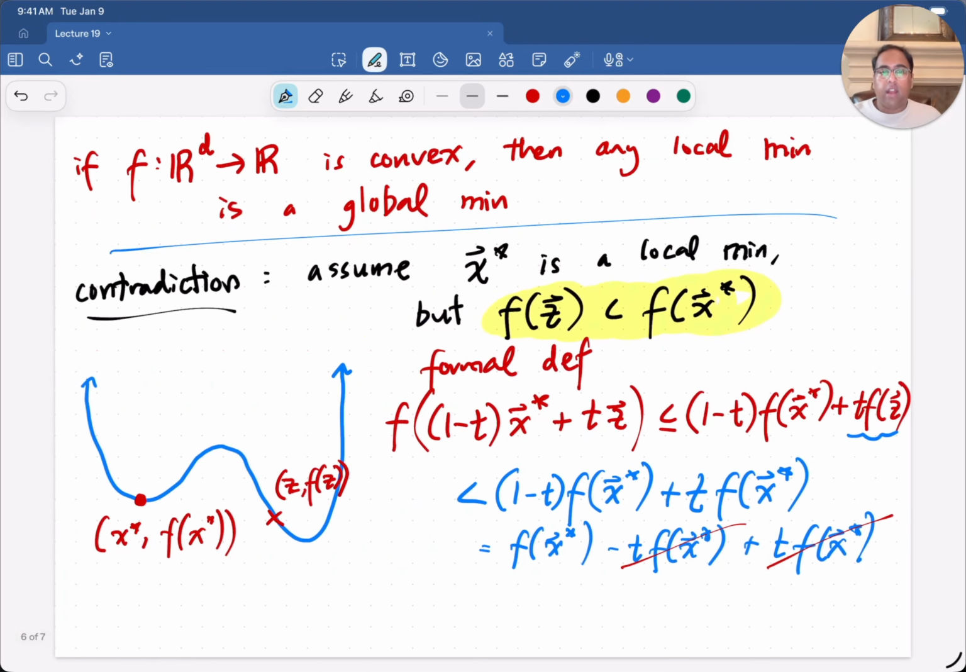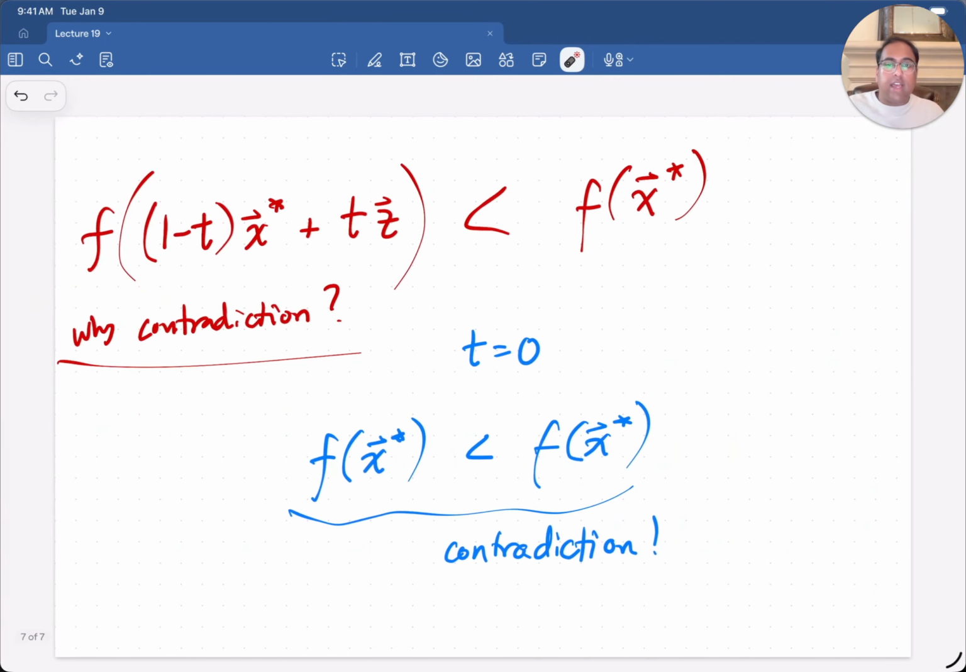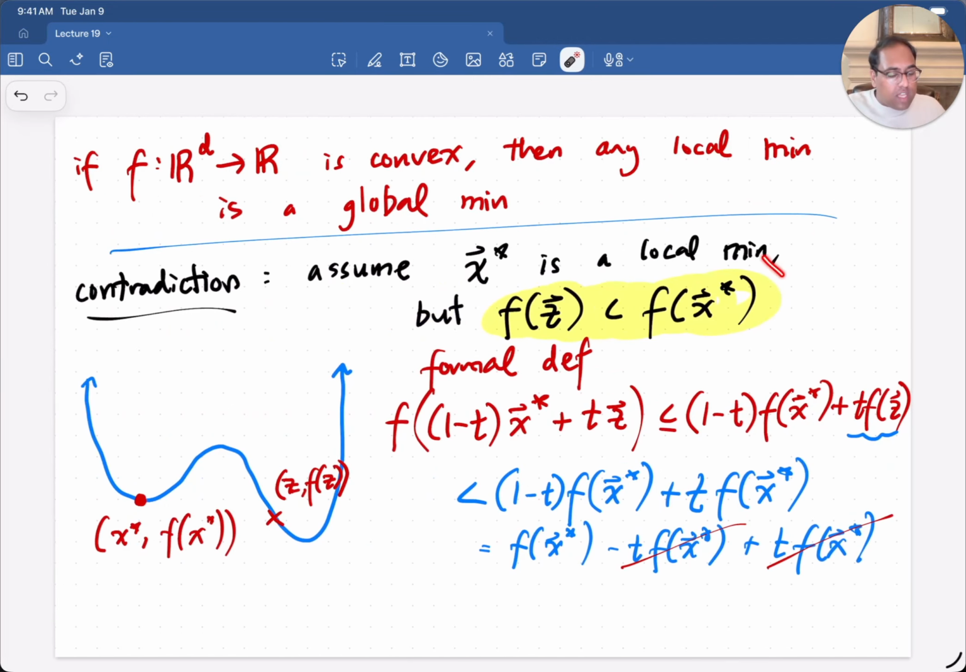So going back here, we assumed that x star was a local minimizer, but that it wasn't the global, meaning that there was some other point that was less than it, just not in its neighborhood. And that assumption has led to something nonsensical, which means that assumption, that is that x star was a local minimizer but not global, is not true, which means that any local minimizer is indeed a global minimizer.